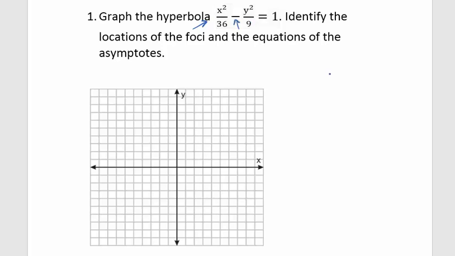Alright, well, let's first start by graphing it. So we want to consider first whether there are any shifts in our graph. And if we look up top here, we don't have x plus anything or x minus anything, y plus or y minus, so we know this thing is not shifted. So we know our center is right at the origin.